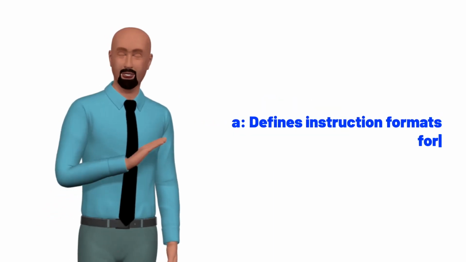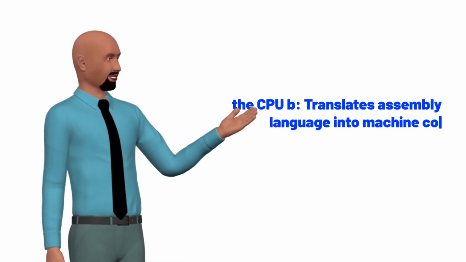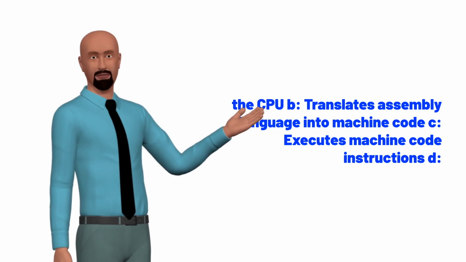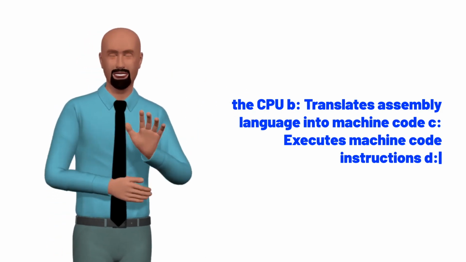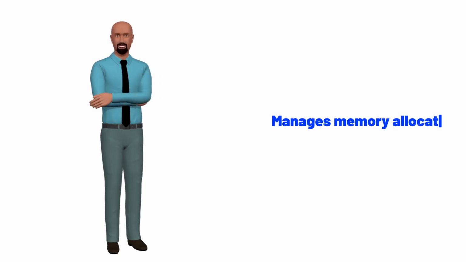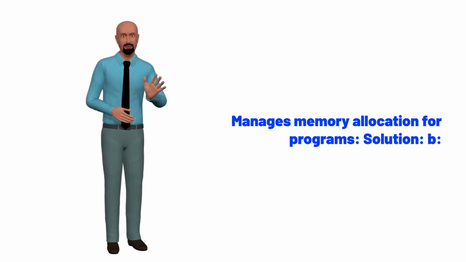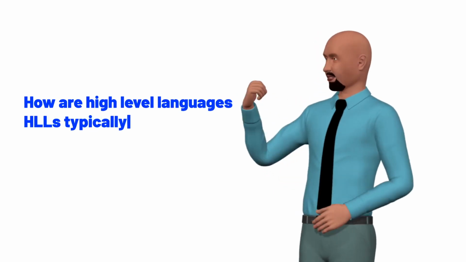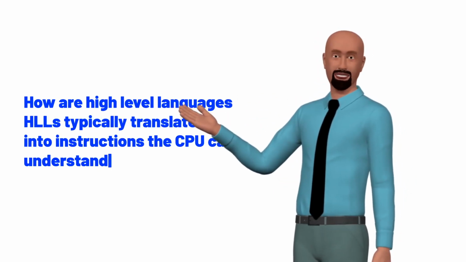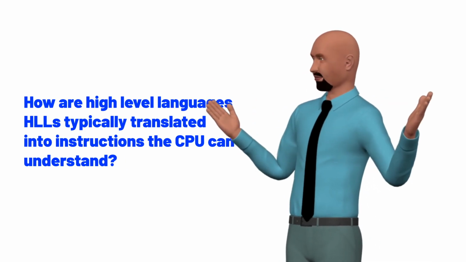What is the role of an assembler in computer organization? A. Defines instruction formats for the CPU. B. Translates assembly language into machine code. C. Executes machine code instructions. D. Manages memory allocation for programs. Solution. B.